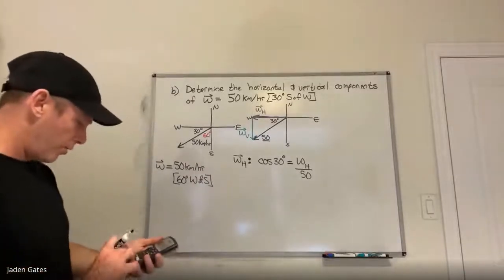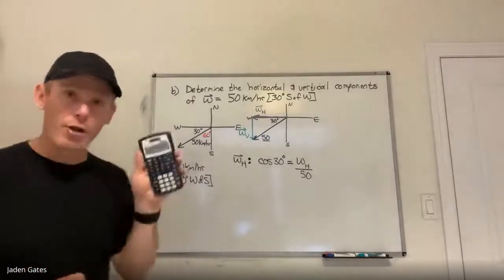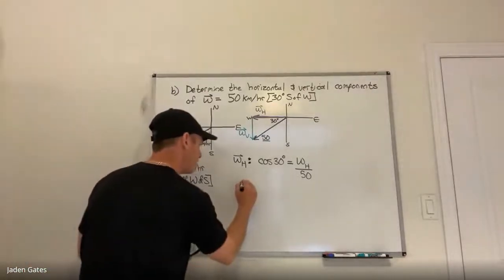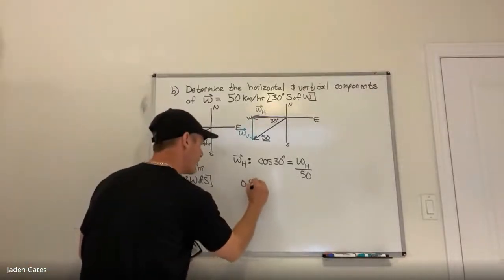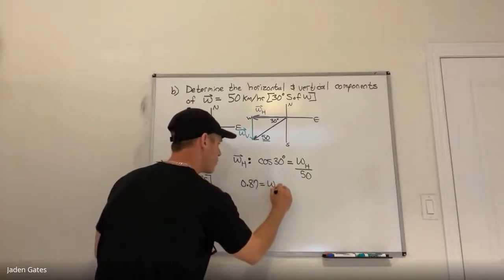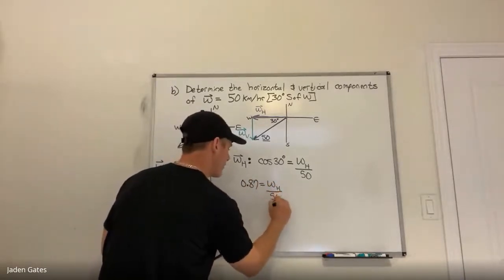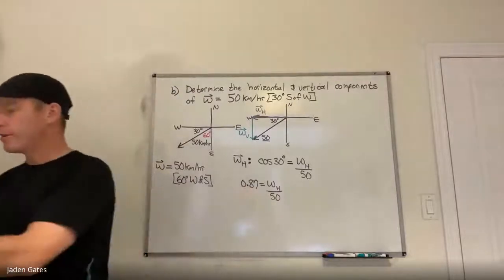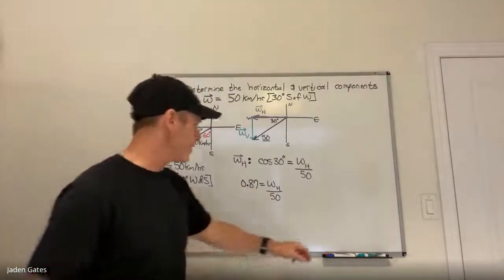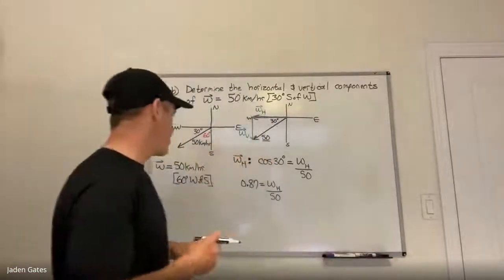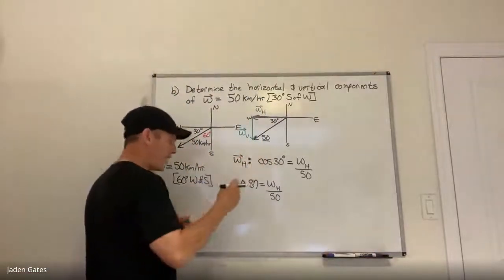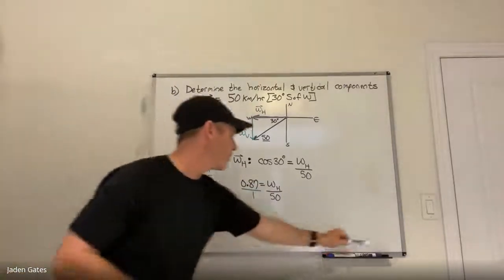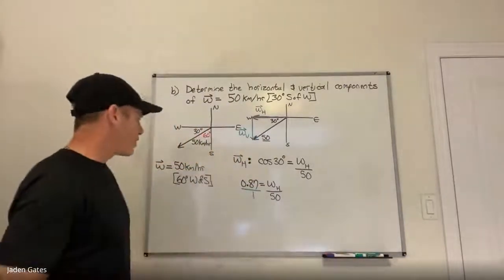So what do we got here? Cos 30. Make sure your calculator's in degree mode. I'm getting 0.87 equals WH over 50. Now I have a number equaling a fraction. This is something I brought up many, many times: when you have something equaling a fraction, the easiest thing to do is create a fraction equaling a fraction, because now I can cross multiply.